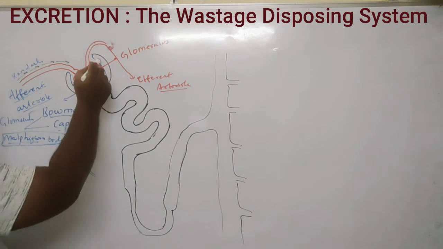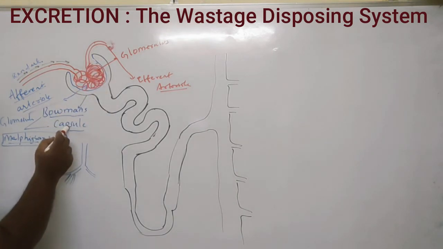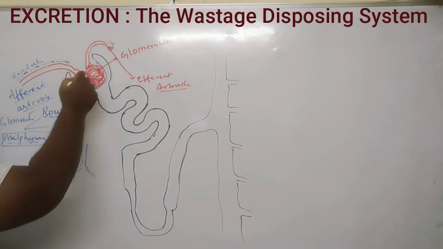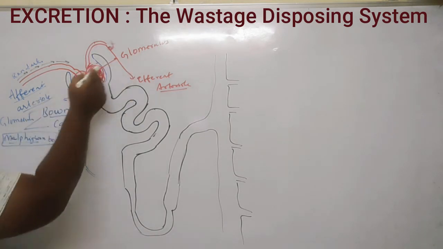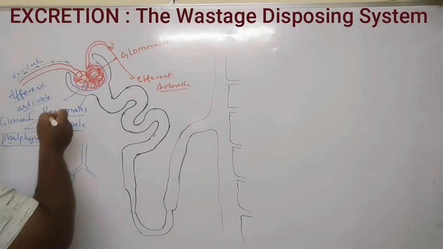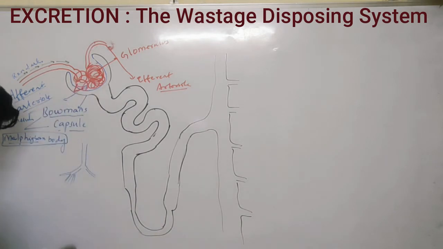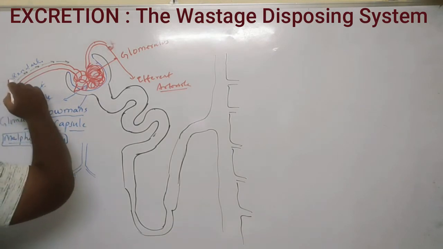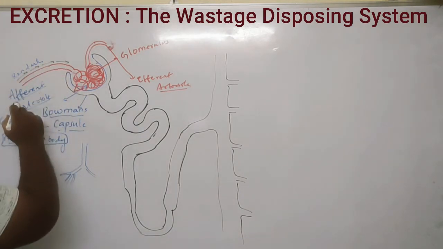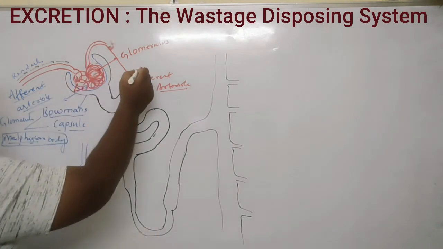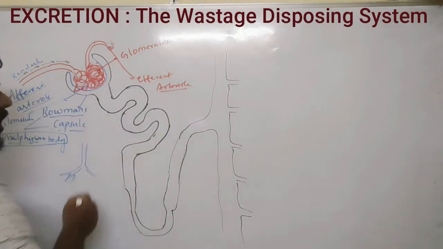So this is a cup-shaped structure which is called as Bowman's capsule. Okay, and the capillary network which is inside is called as the glomerulus. Okay, and this glomerulus and the Bowman's capsule, together, these two are called as the Malpighian body. What they are called as? Malpighian body. Okay, and now the next one is the arteriole which is entering into the kidney, right? And it's called as the afferent arteriole, and the one which is going out is called as the efferent arteriole.